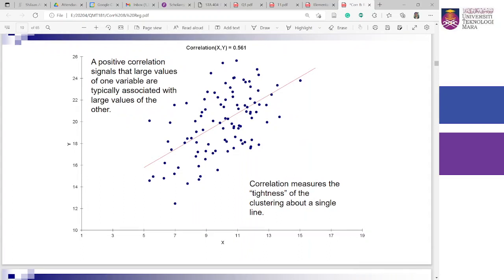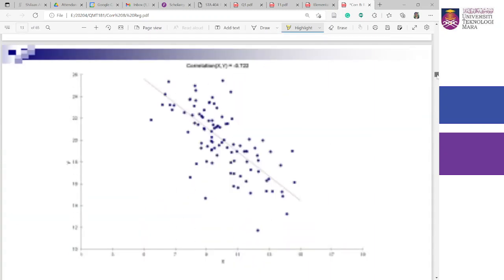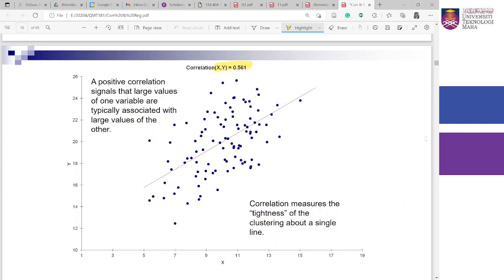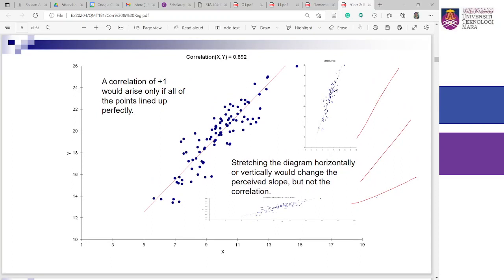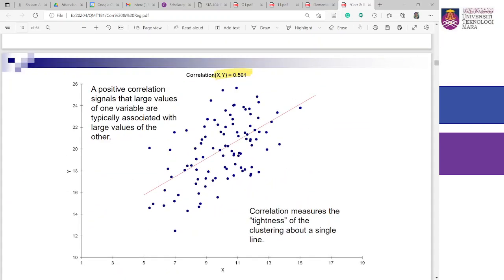This is another example where you still have a positive relationship, ataupun positive correlation. However, you can see that the correlation value right now is decreasing. Tadi 0.8 kan. So in this case, kalau you perhatikan kat sini, this is 0.56, this one is 0.892. You can see that this one has a smaller cluster because the data is close to one another, as compared to this one, which has a lower correlation value of 0.561 only, because the data is more scattered. It's not towards a straight line anymore macam tadi.